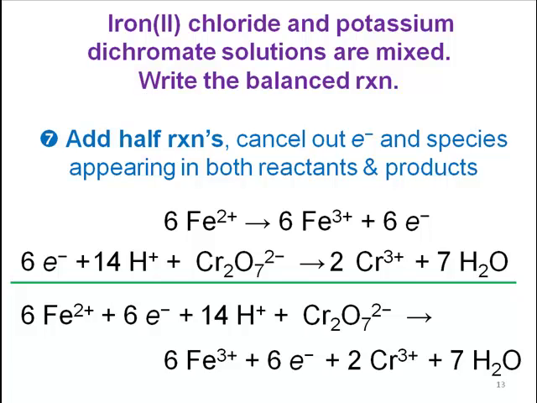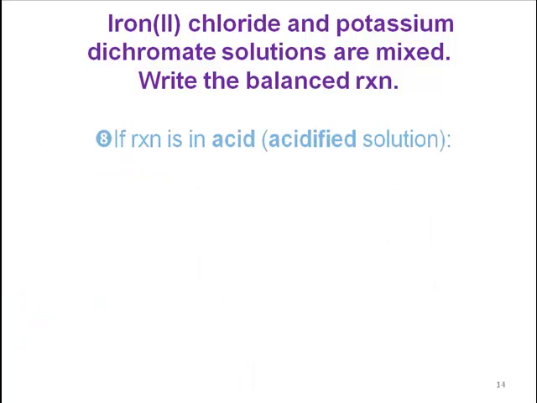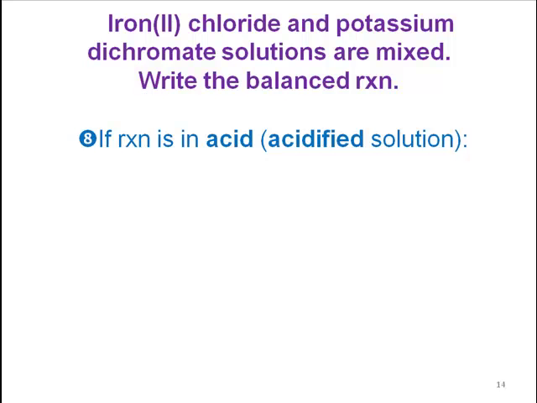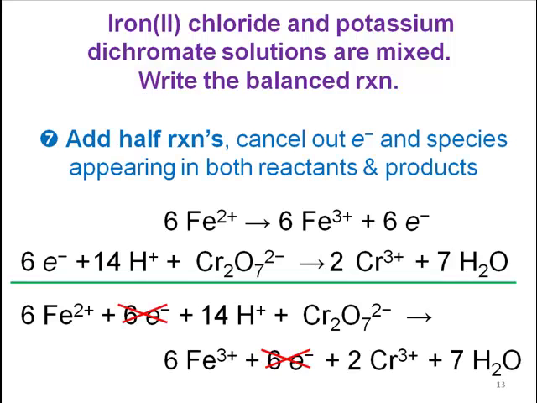So in this case, what things will cancel out? Electrons cancel. There's 6 here and 6 here, so they cancel. Takes a long time to write that down, I know. A lot of people are tempted not to do this step because it takes a long time just to write it down.